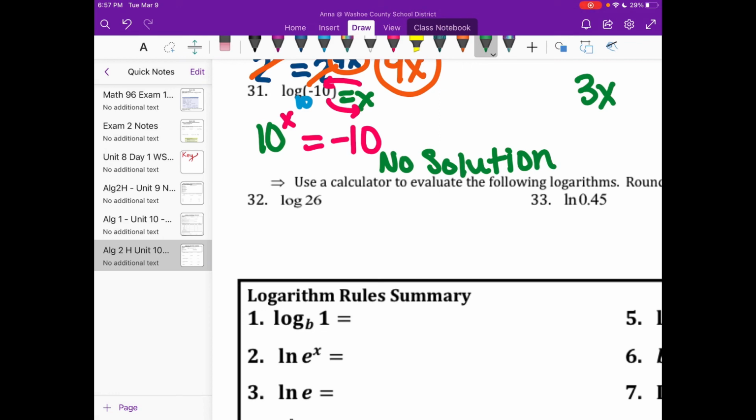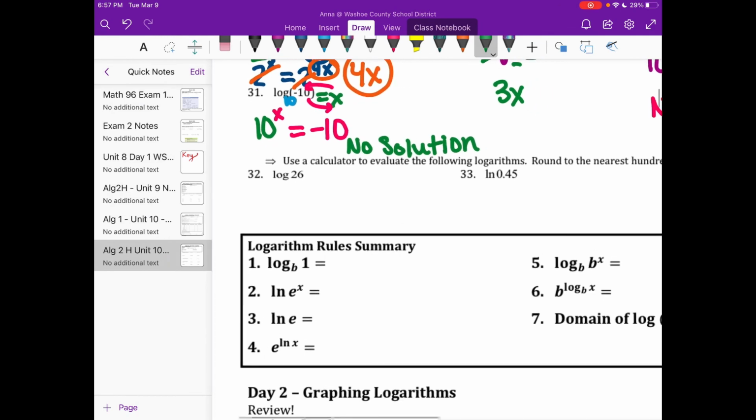All right, the moment you have all been waiting for. No, it is not the end of the video. It is the time to use our calculators.